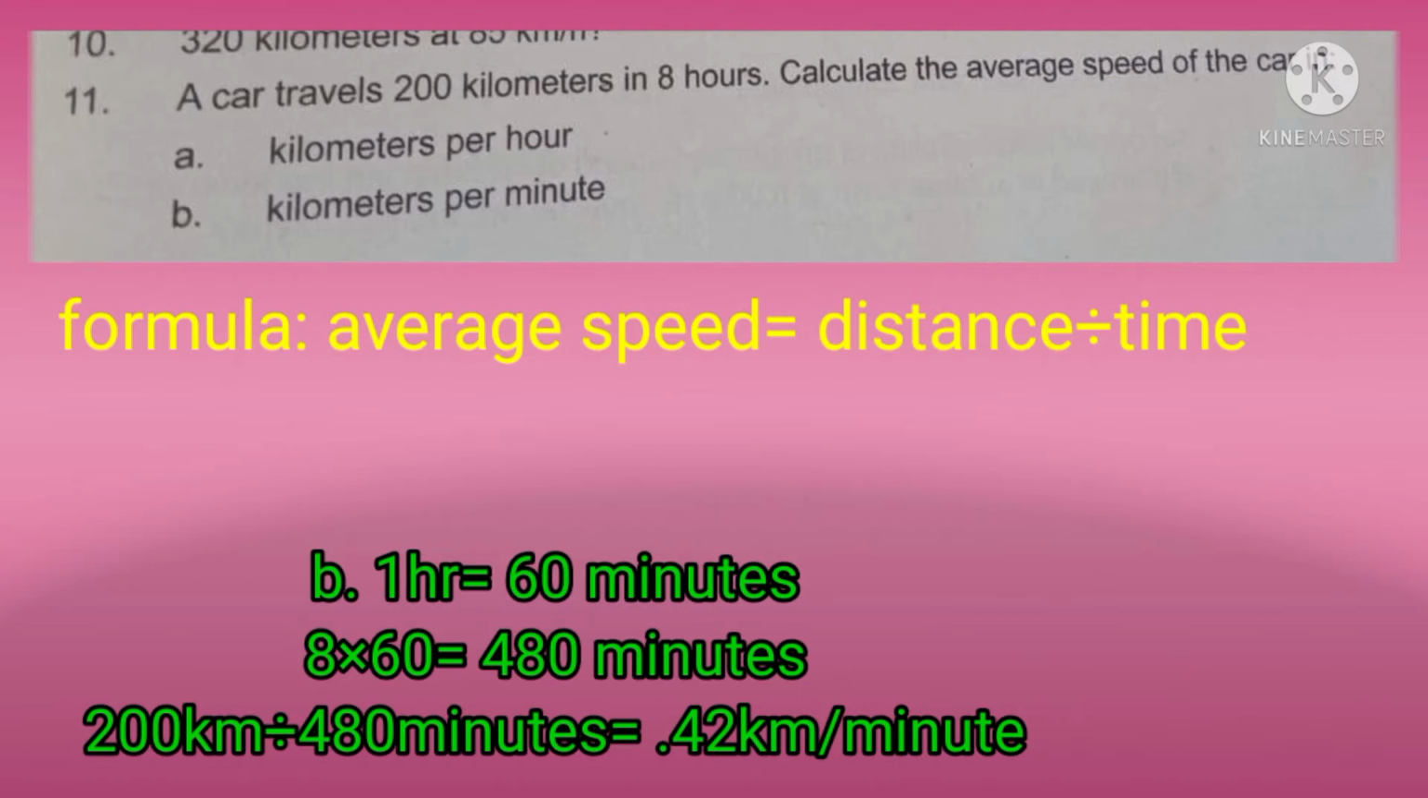In number 2, you have to get first the value of minutes. So 1 hour is equivalent to 60 minutes. So 8 times 60 is equal to 480 minutes. So now let's solve. 200 kilometers divided by 480 minutes is equal to 0.42 kilometer per minute. That's the answer.